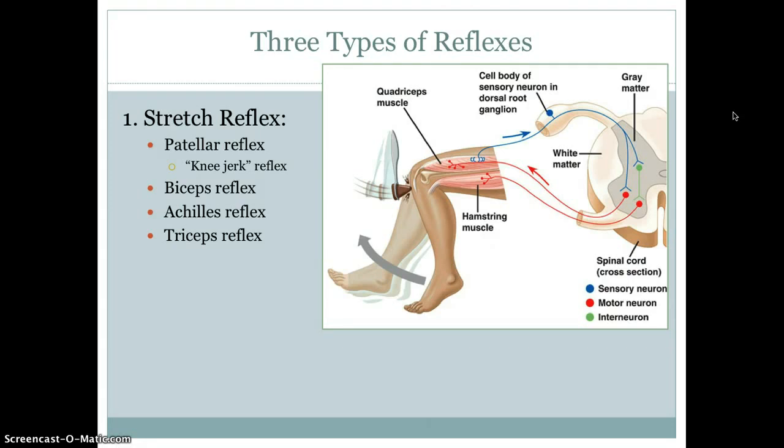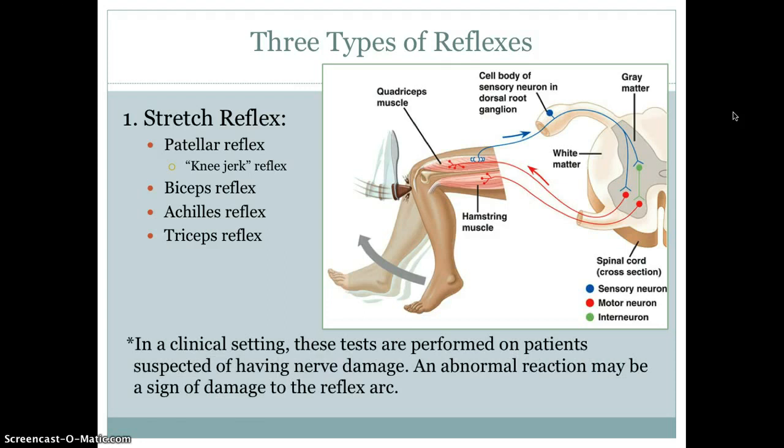This stretch is detected and the response is sent back via the reflex arc, and skeletal muscle is involuntarily contracted. This includes the patellar or knee-jerk reflex that most are familiar with, along with the biceps, Achilles, and triceps reflex. Take a look at the links posted on Blackboard in order to better understand what these reflexes look like when properly performed. This can be a diagnostic tool for suspected nerve damage.